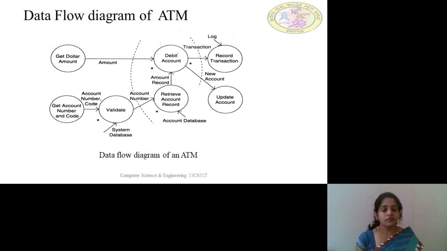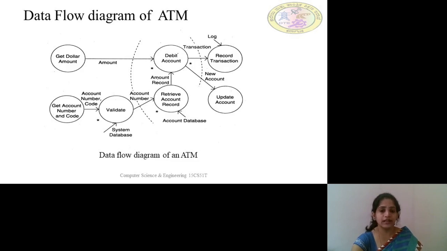Now we'll see one example of how we can write a data flow diagram of the ATM. If you look at the diagram, mainly we are considering two inputs. The two inputs here are get account number and the code. Every user should have an account number and a code. So before accessing anything, we should validate the account number and the code. The validation will usually be done with the help of a system database. The system database checks whether the given account number is valid or not. Validation means it will check whether it is proper or not.